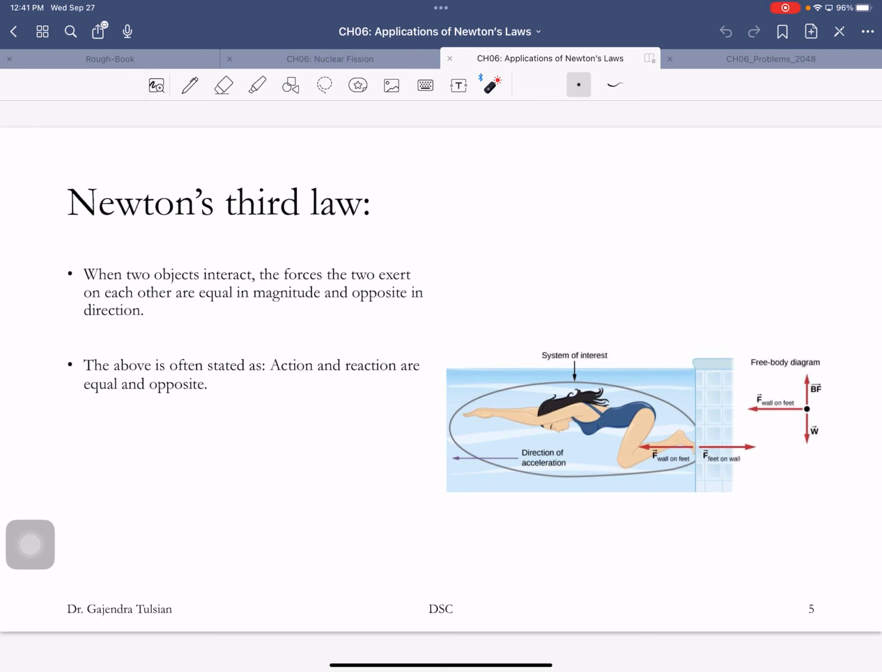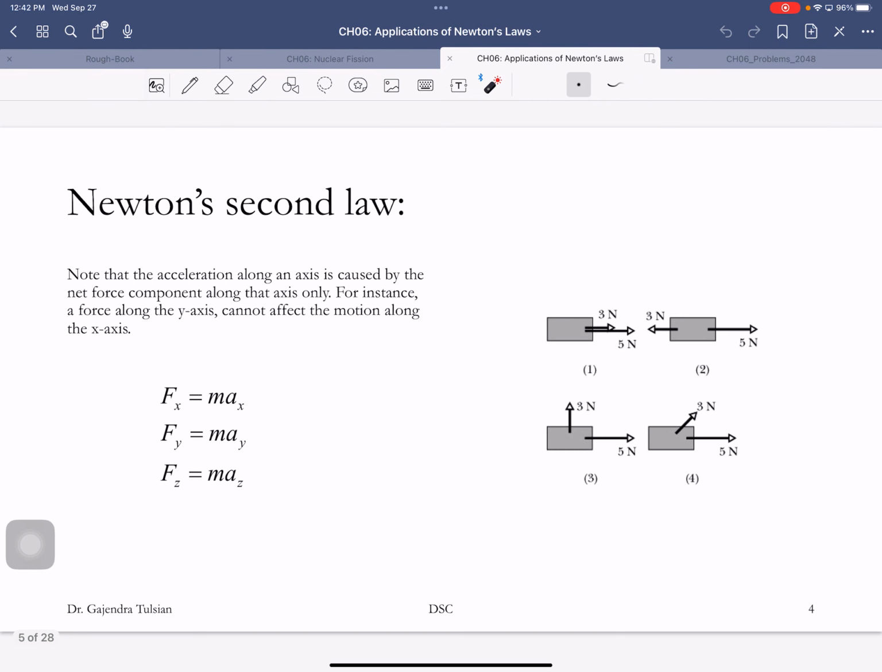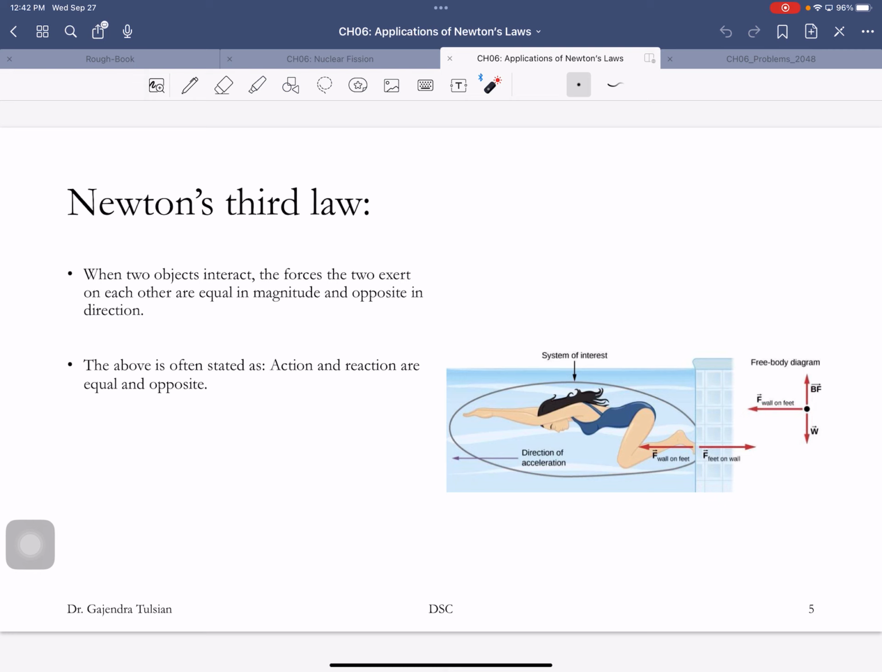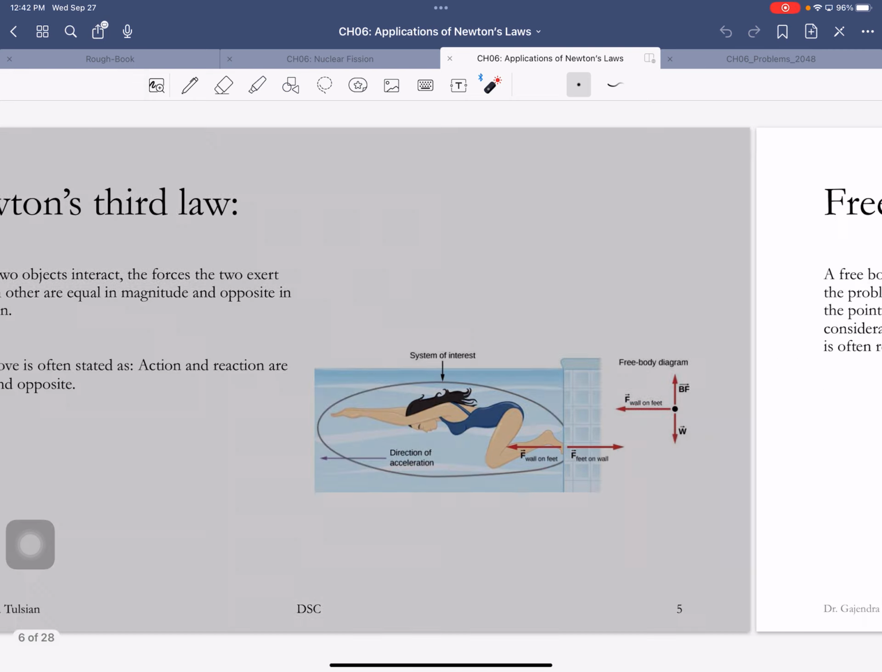So anyway, this object is interacting with this object. And what do we mean by interacting? Well, this object is exerting a force on the wall. And what Newton says is, if one object exerts a force on another, the other object exerts an equal and opposite force on the first object. So the forces are on different objects, but they're of equal magnitude and opposite direction. That's Newton's third law. All right, so we are going to apply these three laws to various situations. Let's look at some applications.